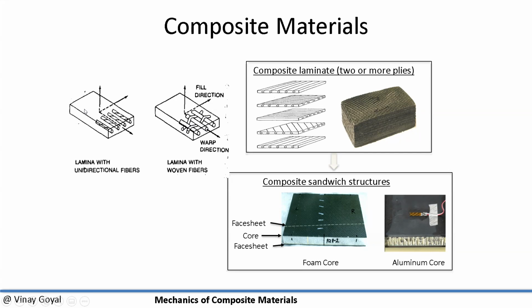So unidirectional fibers, fibers going along one direction. Woven fibers, I have fibers going in two directions. Actually, can go up to three directions. I'll show you an example later. A composite laminate is more than two plies. If you see a sandwich structure, you can have two kinds. You can have an aluminum core as one example, and you can have foam core as another example. Which one you select is going to be up to the application.